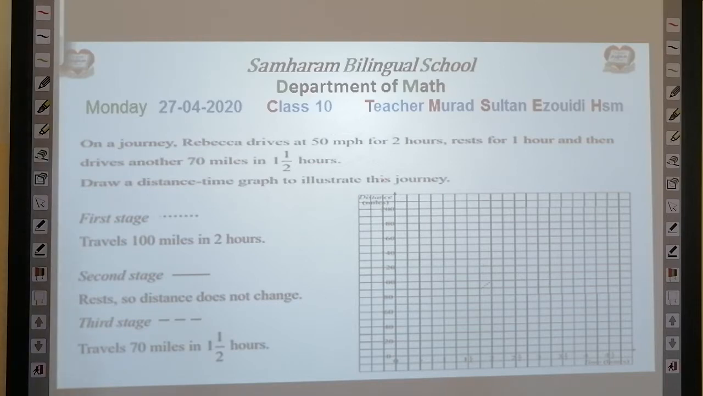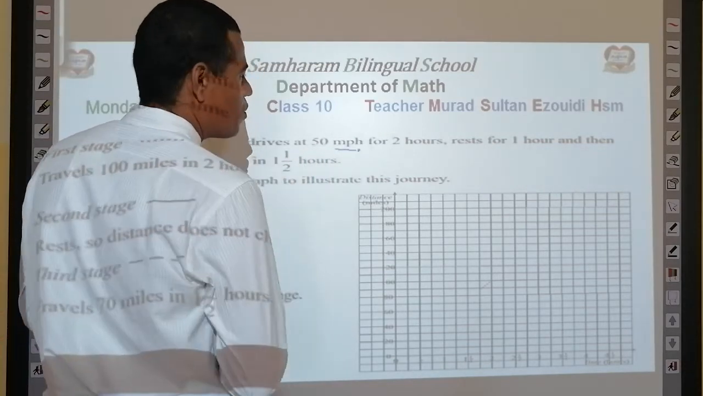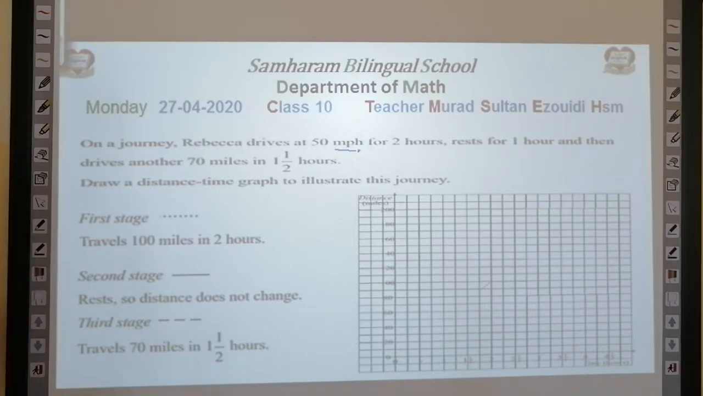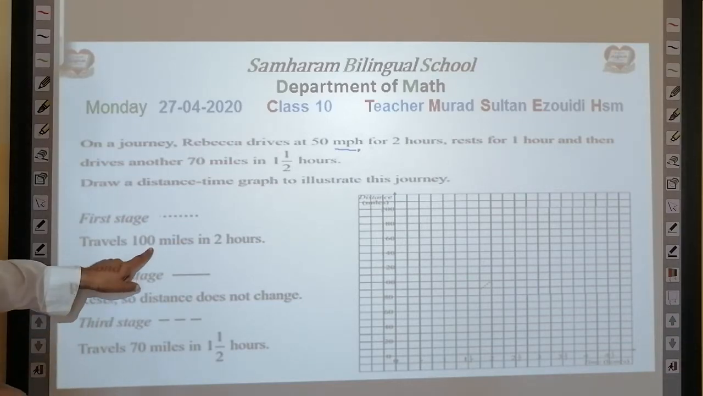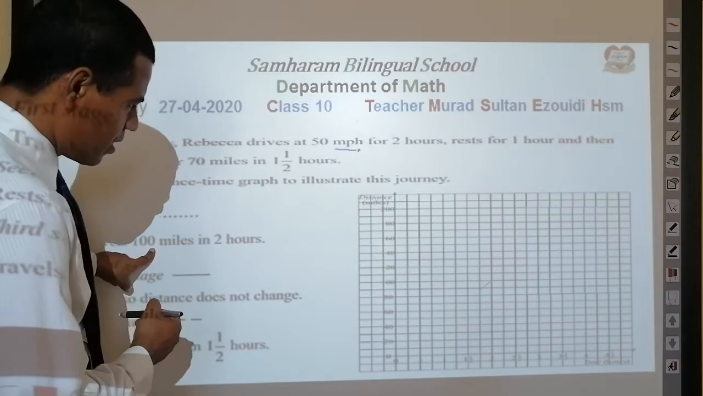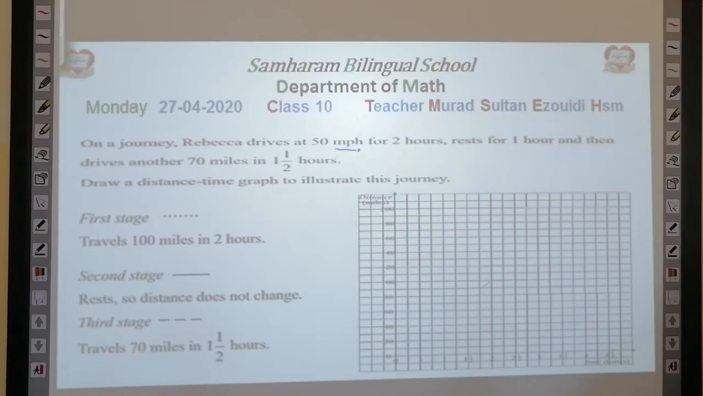Exercise. On a journey, Rebecca drives at 50 miles per hour for 2 hours, rests for 1 hour, and then drives another 70 miles in 1.5 hours. First stage: travels 100 miles. Just check the numbers here.